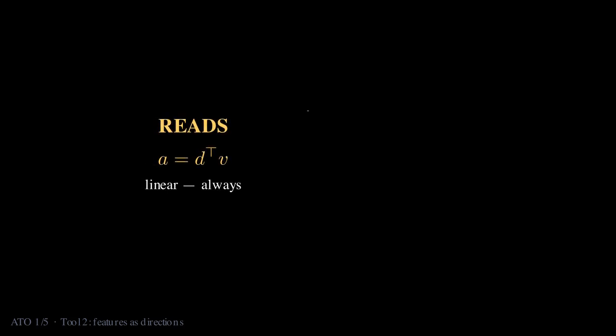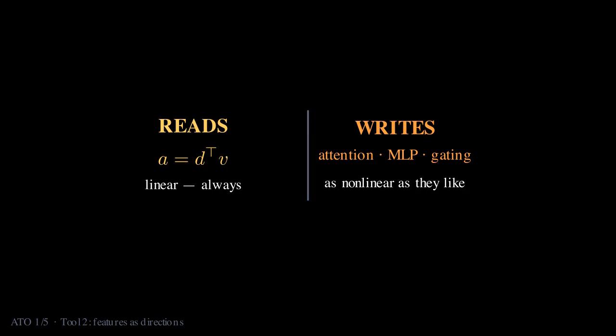One more piece of vocabulary, and tool 2 is yours. Reading a feature is linear. Dot products don't square anything, don't gate anything, don't pass anything through a nonlinearity. Writing new content into the stream, as the layers do, can be as nonlinear as it likes. Linear reads, nonlinear writes. Hold on to that asymmetry. The whole paper lives inside it.